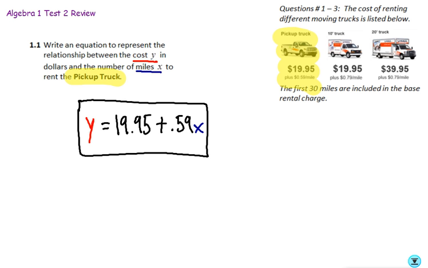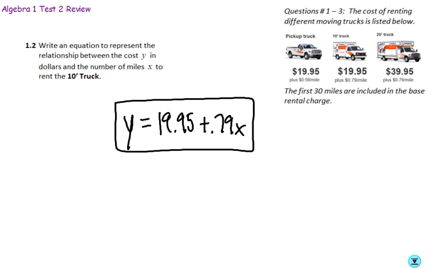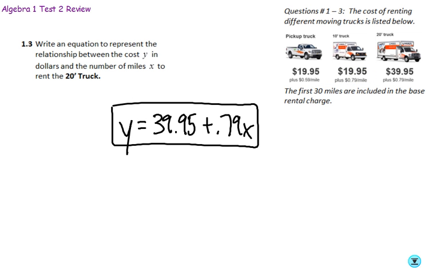Alright, so you should have done 1.2 and 1.3 at this point. So let's take a look. For 1.2 you should have got 19.95 plus 0.79x, and again that should make sense because the 10-foot truck is 19.95 plus 79 cents per mile. And then 1.3 you should have got 39.95 plus 0.79x. So 39.95 plus 79 cents per mile.